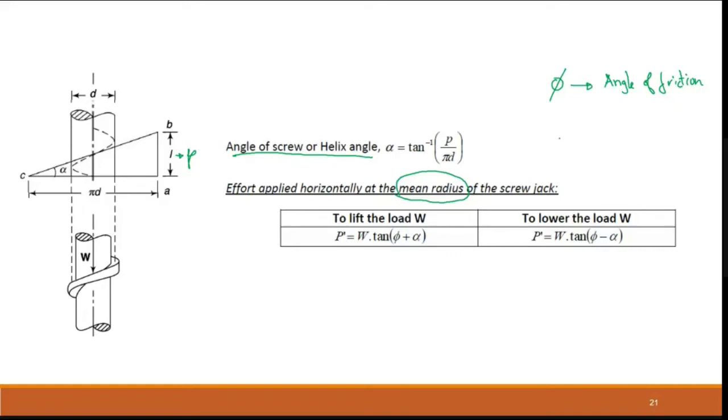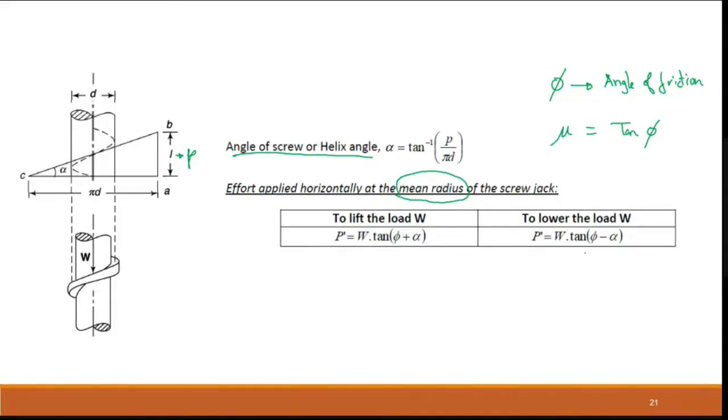Sir, it is the angle between the resultant and the normal. Mu is equal to F by R, which is equal to tan phi. So this is one relation to identify your phi. So phi is tan inverse of mu, you can also use that. To lift the load, it is W tan of (phi plus alpha).